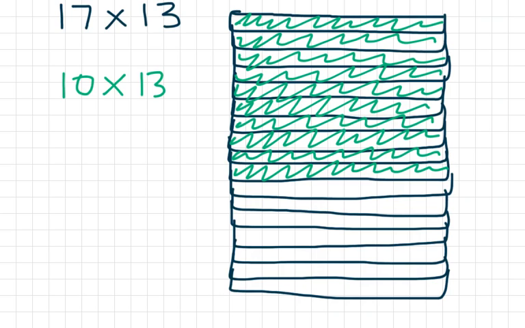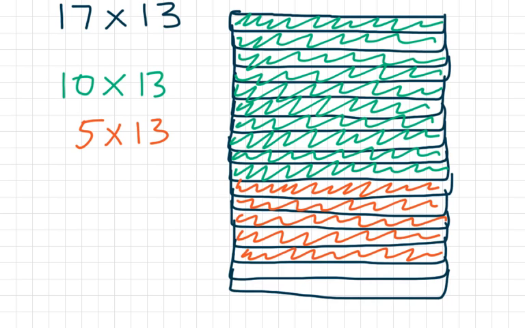With the remaining groups, so I have 7 groups remaining of 13, I would then choose another grouping that I'm confident with. In this case, I would choose 5 groups of 13, again because I'm confident with my 5 times tables, and particularly because I can see that 5 groups of 13 will be exactly half of my green area of 10 groups of 13. So once I solve one, it's going to help me solve the other. And with the remaining 2 groups, I will just solve those as a simple double, being confident again with 2 times 13 or double 13.